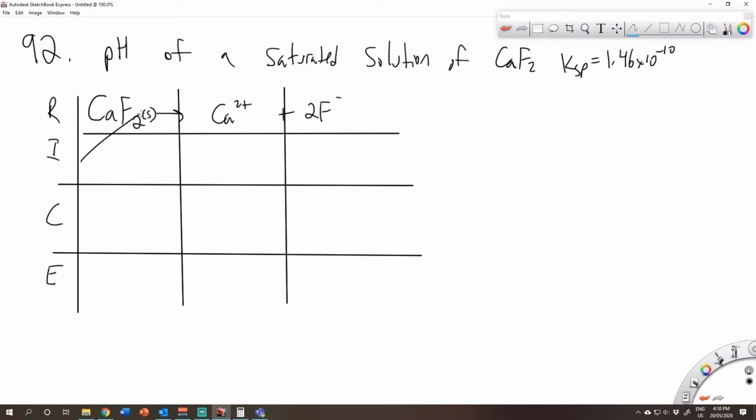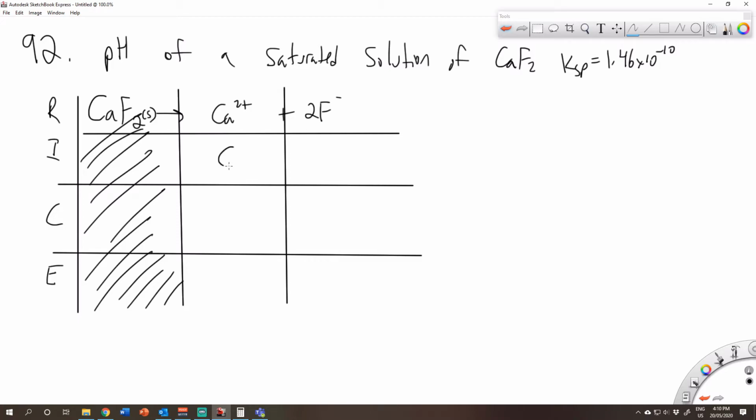We don't care about this column because it's a solid, doesn't affect our equilibrium calculations. Initially, these start out at 0, then they gain some amount. This will be 2x because of the 2. This will then just become x, and this will be 2x.